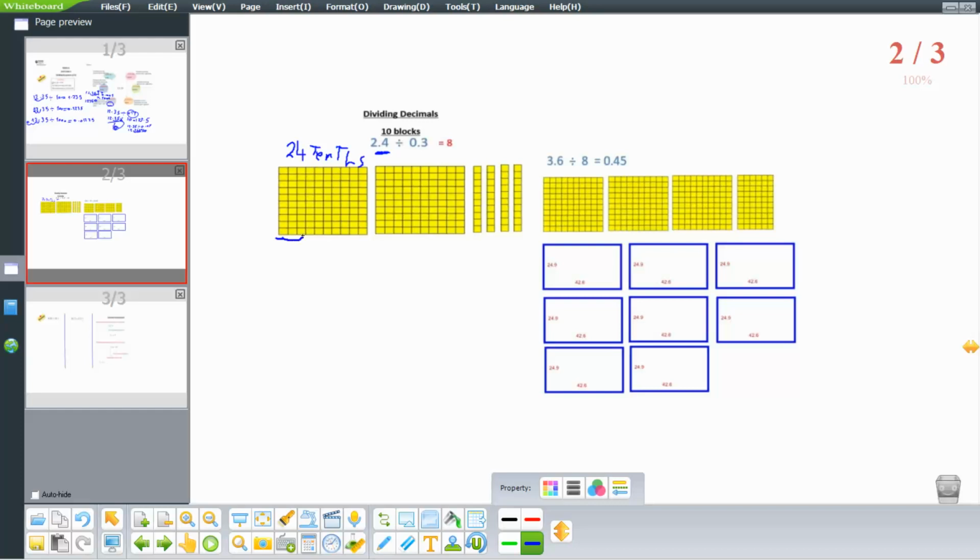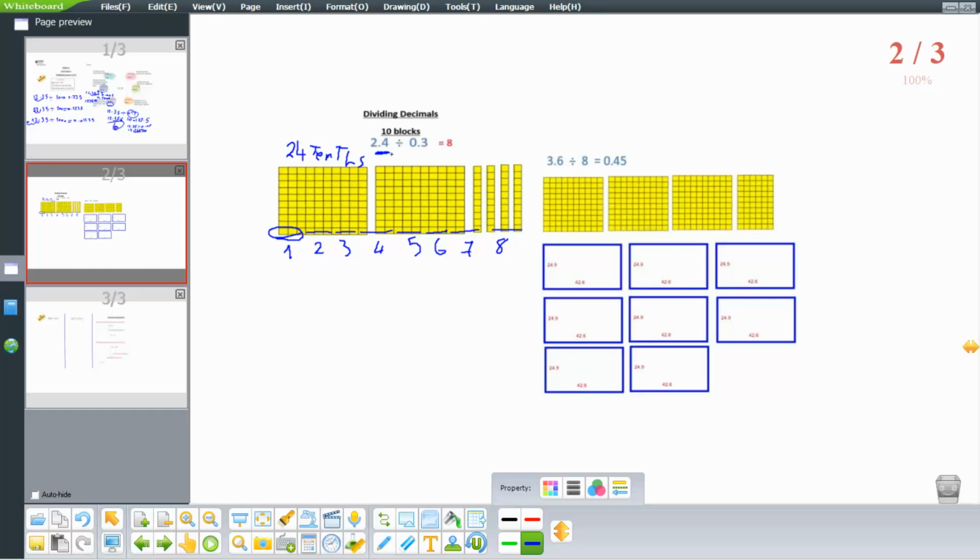0.3. This is 0.3, and this is 0.3, and this is 0.3, and this is 0.3, and this is 0.3, 0.3, 0.3, and let's count how many 0.3 we have. 1, 2, 3, 4, 5, 6, 7, 8.